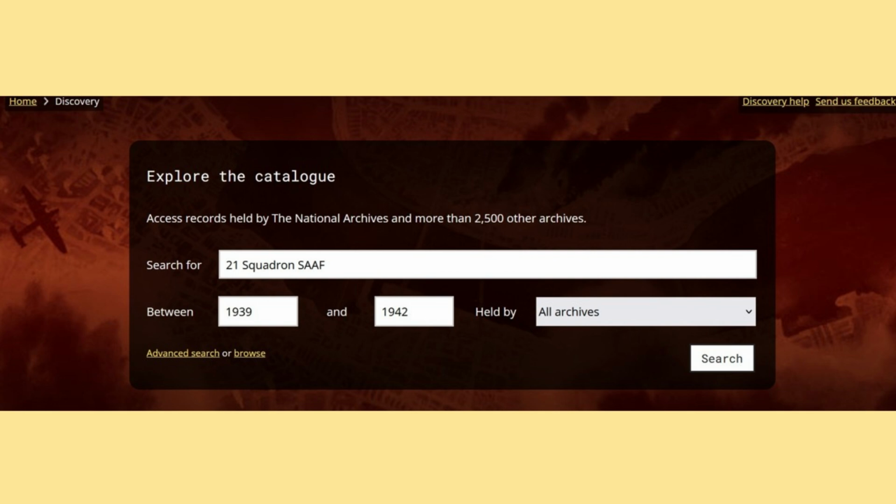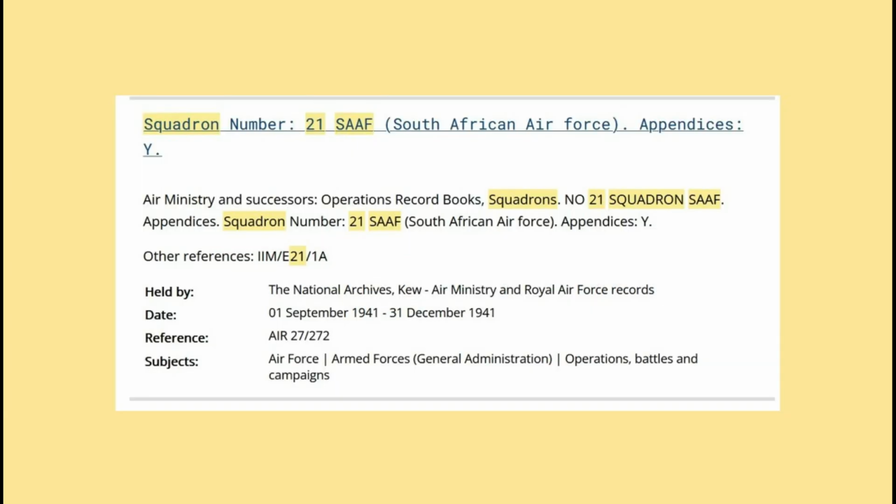Here you can see I entered 21st Squadron, SAAF, between the dates of 1939 and 1942, because I wanted to find 1941, which might be in a war diary covered in that period. And in fact, this is what came up: Squadron number 21, South African Air Force, the operational record books.